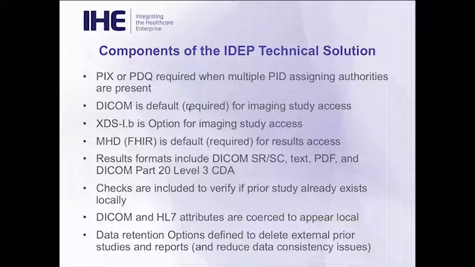We decided that as part of this profile we will go off and verify if prior studies already exist locally before moving data around again, primarily because these studies are large and we're trying to be careful of bandwidth issues. We are going to list and include all of the HL7 and DICOM attributes which we require and/or recommend be coerced such that the studies appear locally.